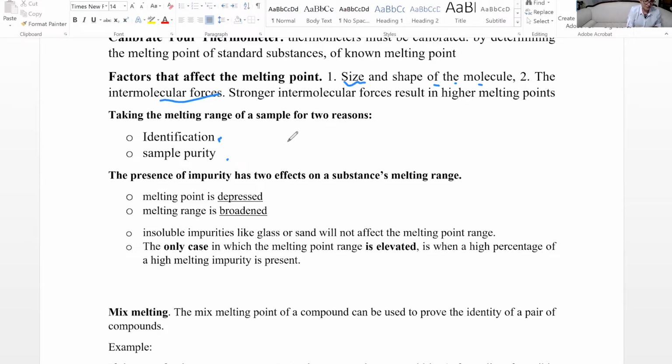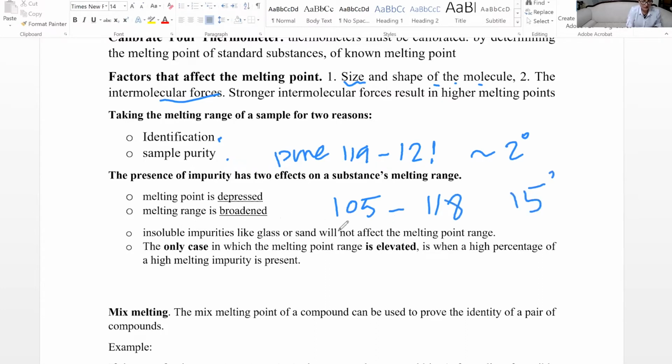So if the sample starts melting at, let's say, 119 and stops melting at 121, that's about a 2 degree range of melting. That means we have a pure sample. If the sample is not pure, it can start melting at 105 and stop melting at 118. When we have a 15 degree difference between the initial melting and the final melting, this sample cannot be pure. So we can determine the purity and the identity of the compound using melting point.